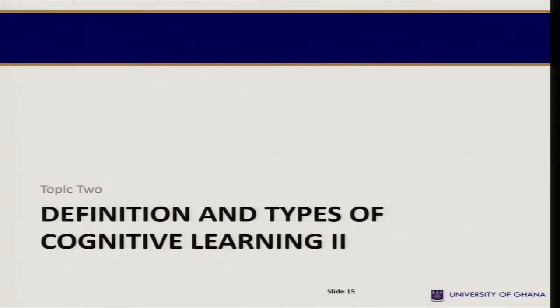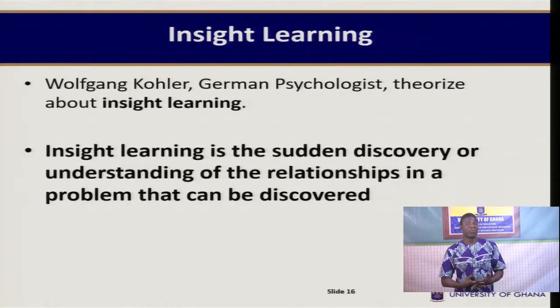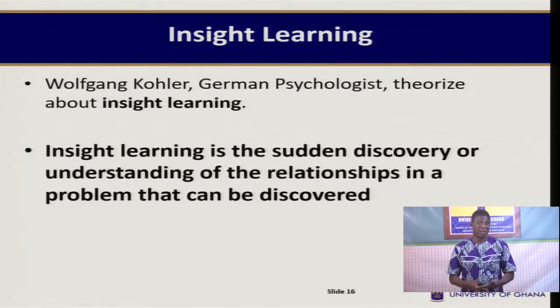So with that, we've come to the end of topic 1. Let's look at the next topic, topic 2, which is a continuation of what we started with topic 1. We're going to continue with the types of cognitive learning. So now we're looking at insight learning. Insight learning was theorized by Wolfgang Kohler, a German psychologist.